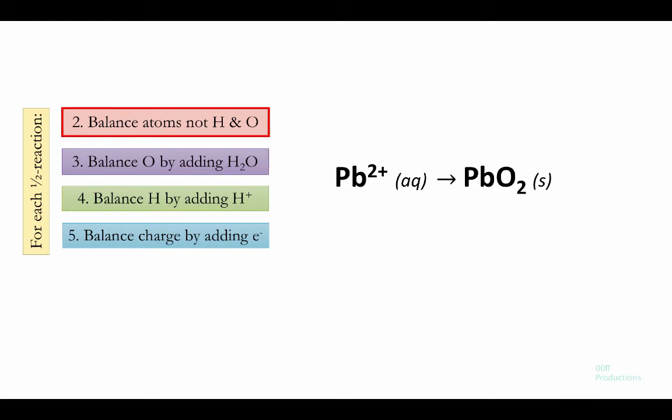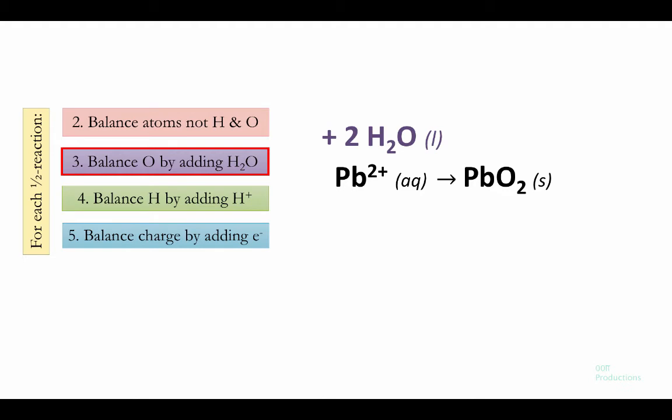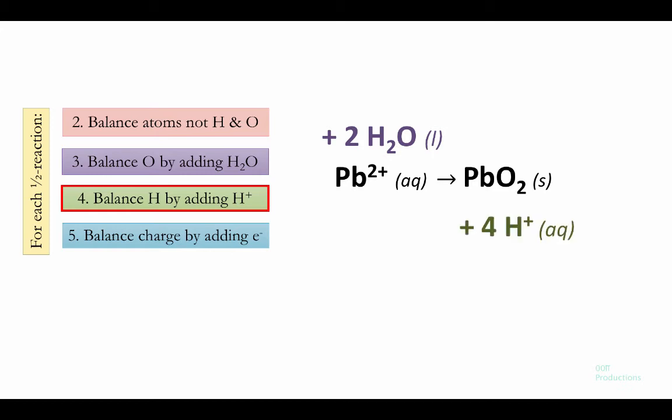Start with lead. We have 1 lead on either side, so we're good there. When it comes to oxygens, we have 2 oxygens on the product side, none on the reactant side, so let's add 2 waters. And balance the hydrogens. Now we have 4 hydrogens on the reactant side, none on the product side, so we're going to add 4 hydrogens. Now let's balance our charge.